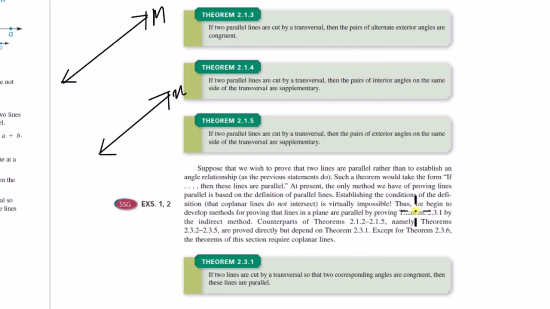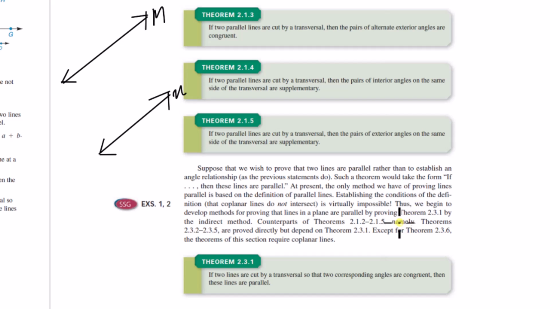Thus, we begin to develop methods for proving that lines in a plane are parallel by proving theorem 2.3.1 by the indirect method. Counterparts of theorems 2.12 to 2.15, namely, that's these up here, theorems 2.32 to 2.35 are proved directly, but depend on theorem 2.31, except for theorem 2.36. The theorems of this section require coplanar lines.